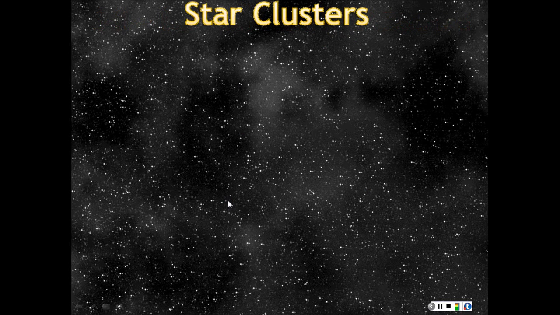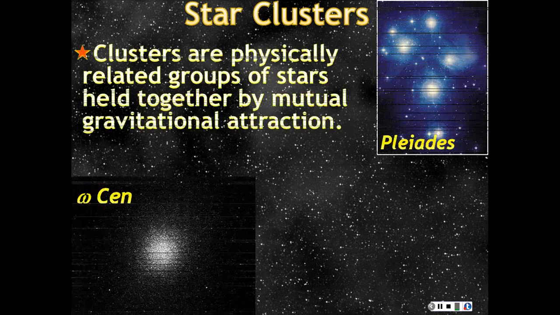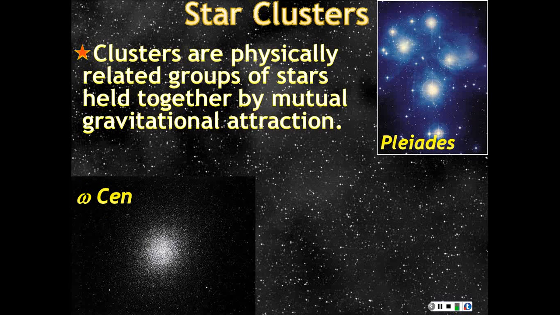Okay, so now let's consider star clusters. What is a star cluster? Well, this is something where you have a big group of stars that are gravitationally bound to each other. So they're moving around a mutual center of gravity, let's put it that way. And we have two different types. We have open clusters like the Pleiades, and we have globular clusters like Omega Cen.